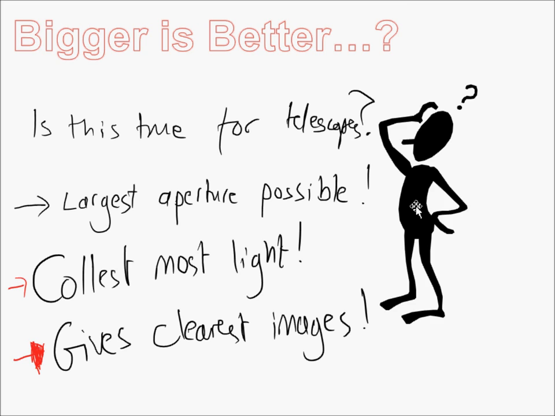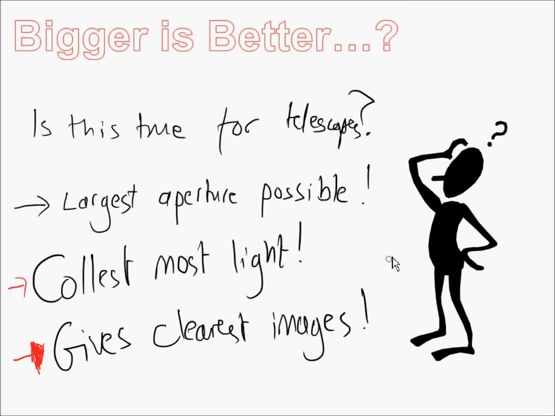Actually, before I set about answering that myself, why don't you have a go, see if you can answer this question. Why do bigger telescopes give clearer images? What is it about a bigger telescope that means it's going to give a clearer image? Stop the tape! All right, so I'm going to try and help you answer this question here. Why do bigger telescopes give clearer images?